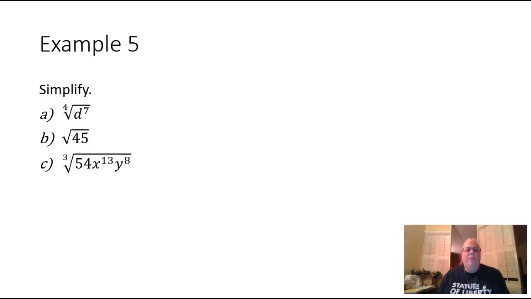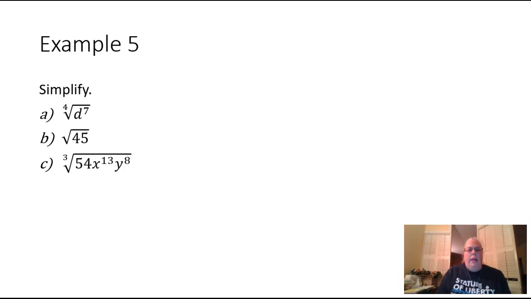This is example 5 from lesson R.2. In this example, we have 3 radicals that we need to simplify, 3 radical expressions. Okay, for part A, we've got the 4th root of d to the 7th.